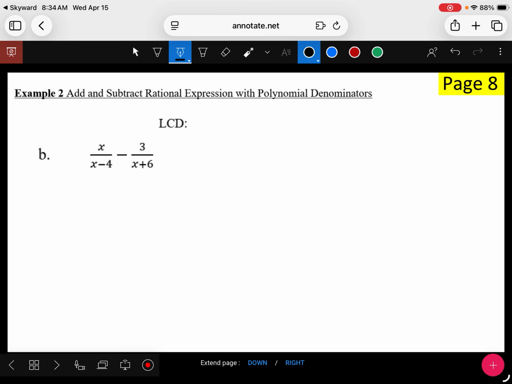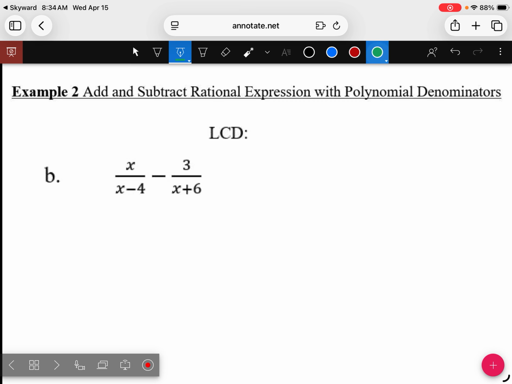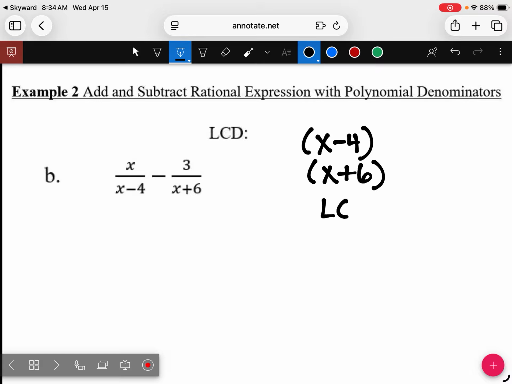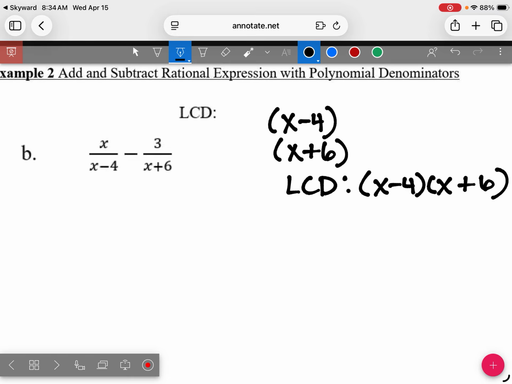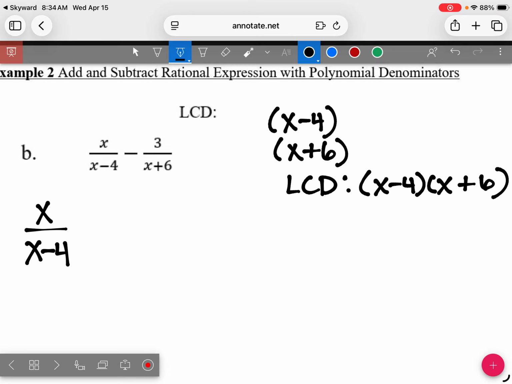All right, let's look at this one here. So my LCD, because I have x minus 4 and then I have x plus 6, my LCD is x minus 4 and x plus 6. So let's go ahead and write this out. So I have x over x minus 4. So this is what I need. I need both. And I only have an x minus 4.